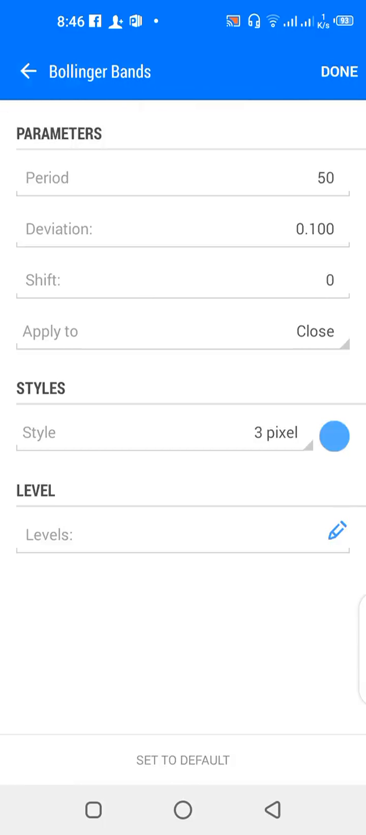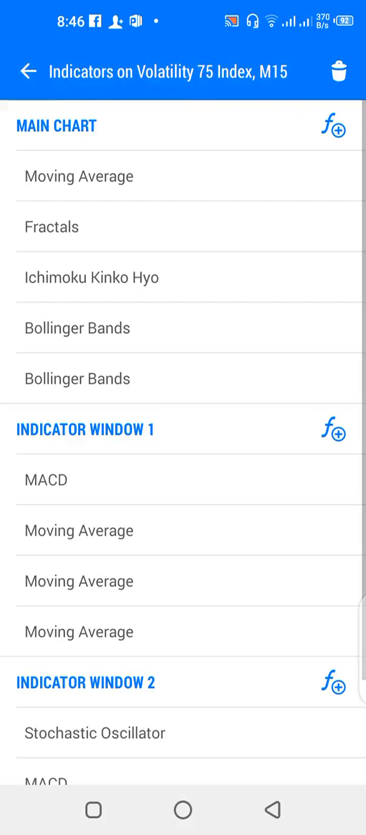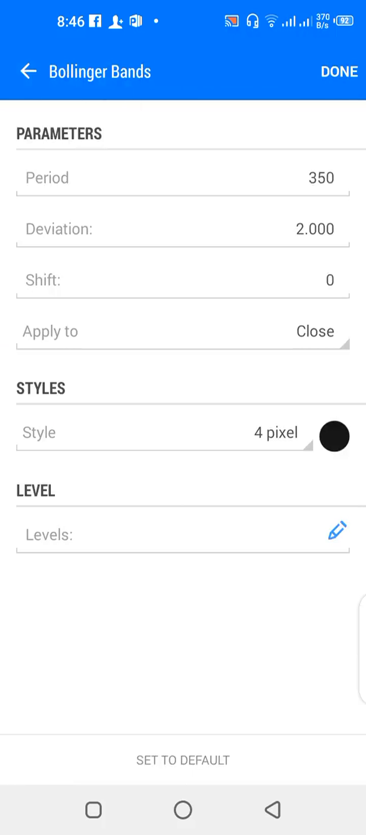Then we have Bollinger Bands. The period is 50, deviation is 0.100, the shift is 0, apply to close, and the color is blue. Then you have another Bollinger Bands. The period is 350, the deviation is 2.0, the shift is 0, apply to close, and the color is black.